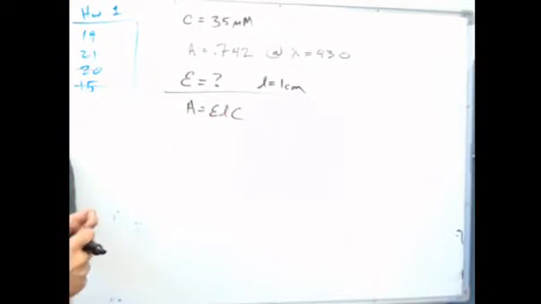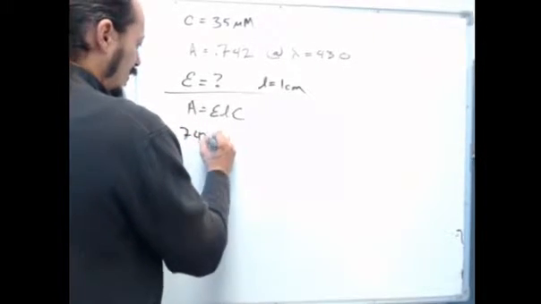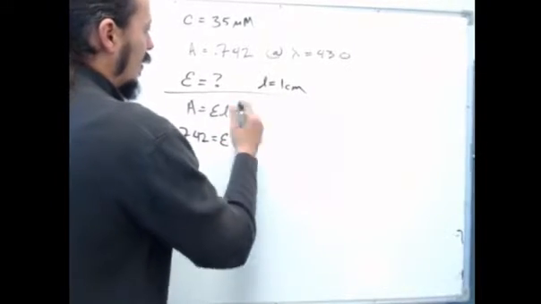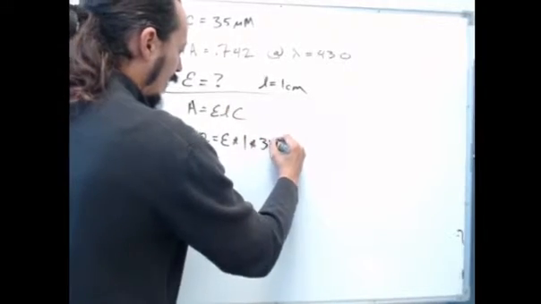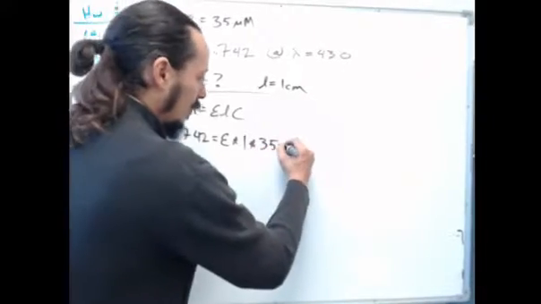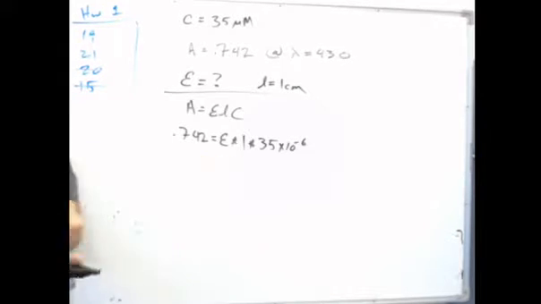So we can put all of this together. We know the absorbance, 0.742. We don't know epsilon. We know that L is 1. We know the C is 35. I can leave it as 35 and report this in micromolar, or I can do 35 times 10 to the minus 6 and report it in molarity. I'd rather report it in molarity, personally. And then it's just arithmetic. So you should multiply by 10 to the minus 6 to change it. Okay, that's pretty simple.